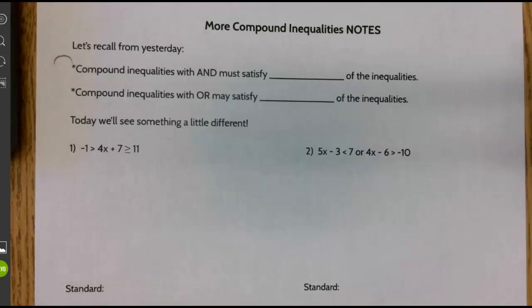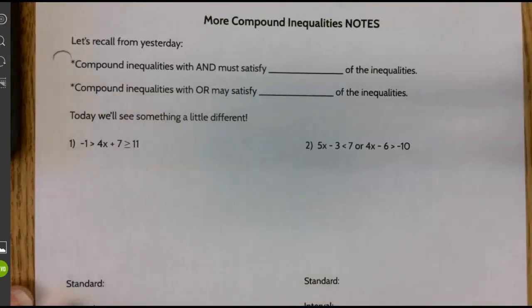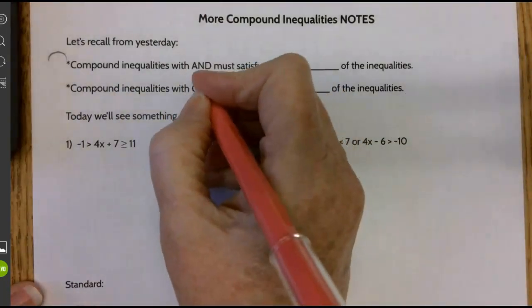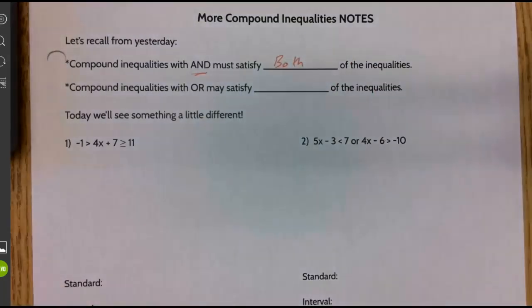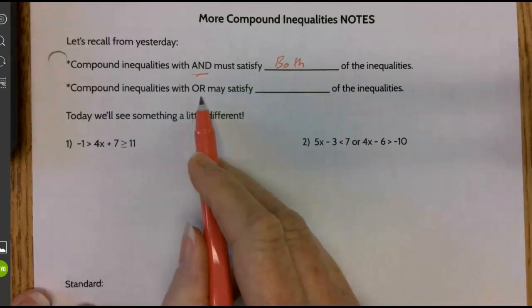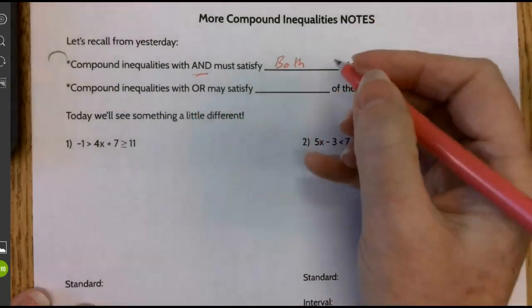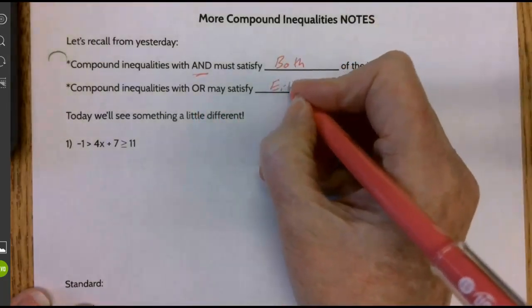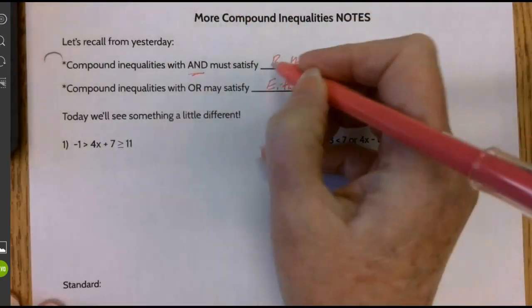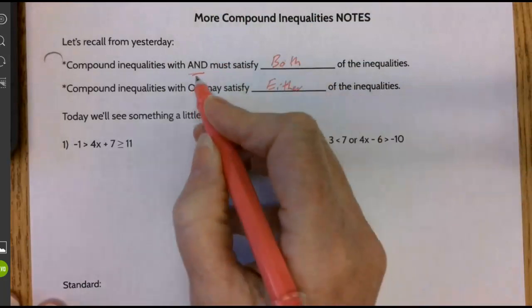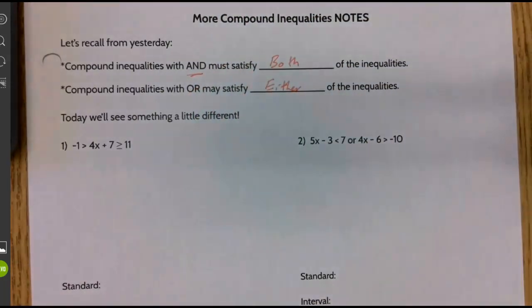So we're on day 2 of compound inequalities. Just to recall from yesterday's notes, compound inequalities with "and" must satisfy both. Remember, "and" is the snob. You have to be just like them in order to be a part of it. And then "or" is the friendly one. You just must satisfy either one of them, and we'll take you in. Not a problem, okay? So just to remember, "and" is both, the snob. You have to be just like them, where "or" is either one.